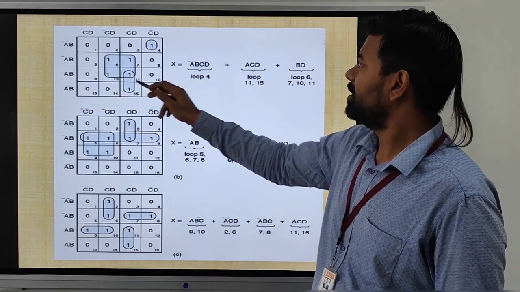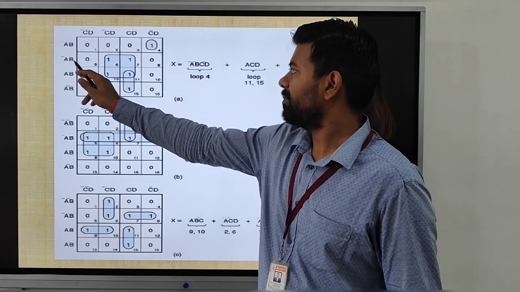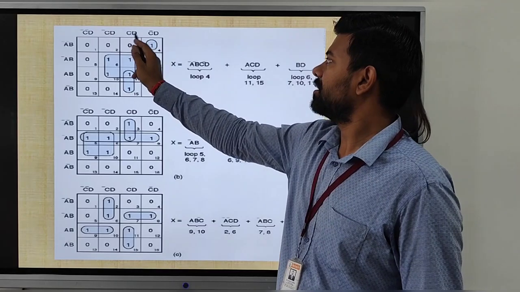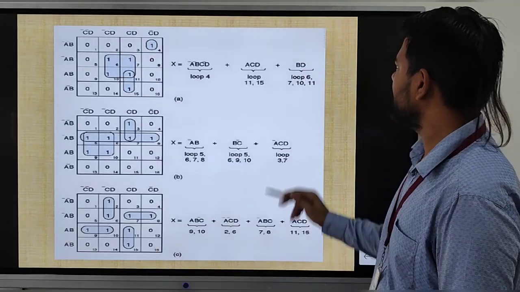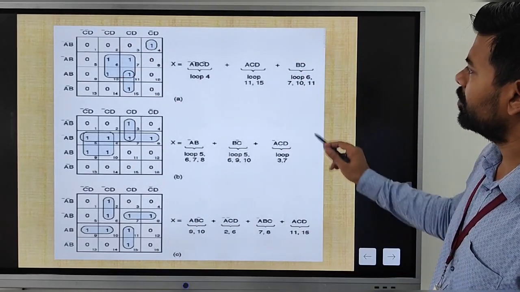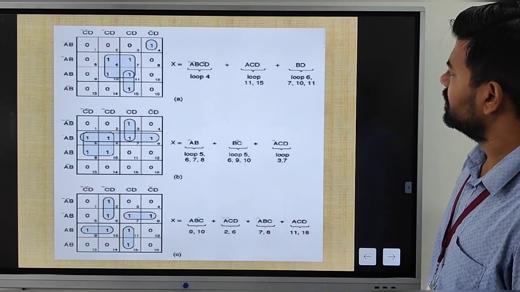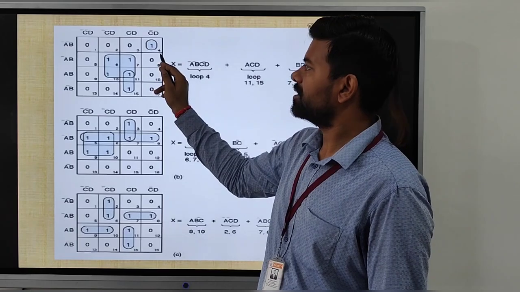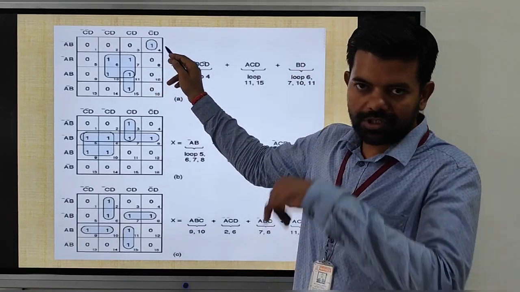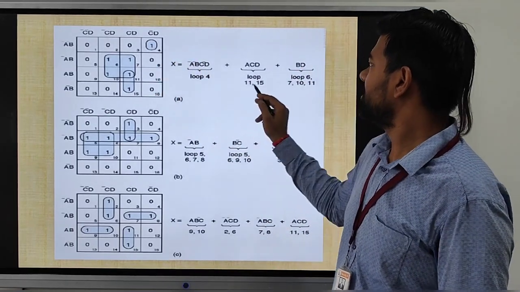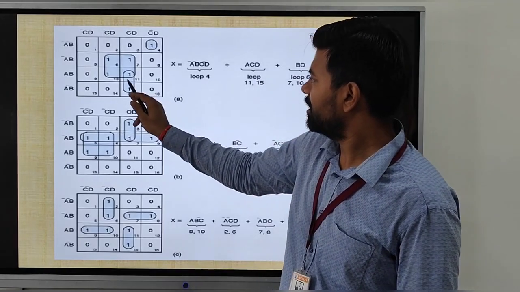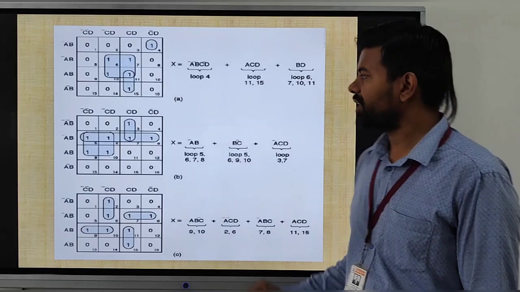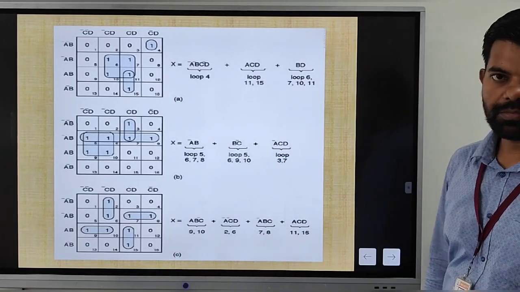How will we write it? We will write it like this: A bar, B. Here A is eliminated, and here C is eliminated. Then there is a loop of 4 with 4 positions: 7, 8, 10, 5, 15, and the loop of only 4. We write 4, 11 and 15, A, C, D. Okay, this is how we can simplify it.